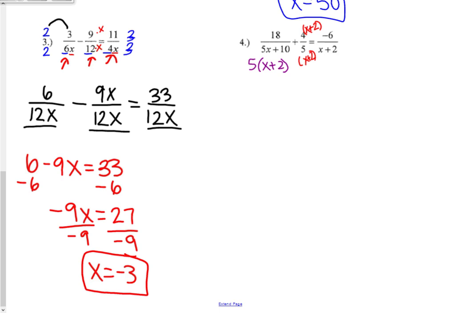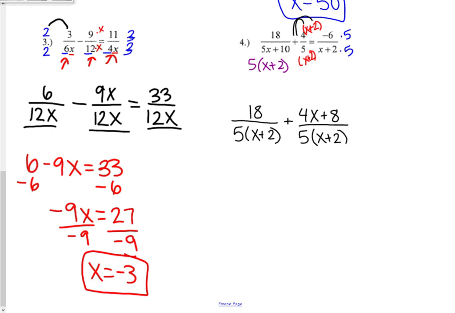My third fraction has the x plus 2, but it's missing the 5, so I'm going to multiply that third fraction by 5. So rewriting this, my first fraction I didn't have to do anything. I have 18 over 5 times x plus 2. My second fraction I had to multiply by x plus 2, so I'll distribute in my numerator. So I have plus 4x plus 8. My denominator, I'm just going to leave as 5 times x plus 2. My third fraction then I had to multiply by 5, so I have negative 30 over 5 times x plus 2.